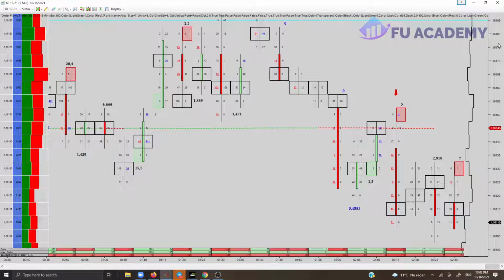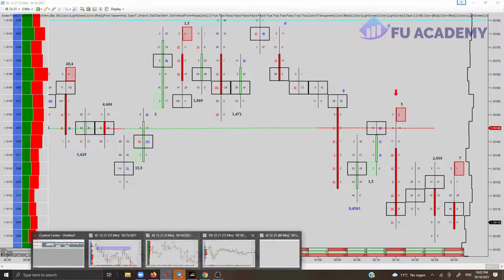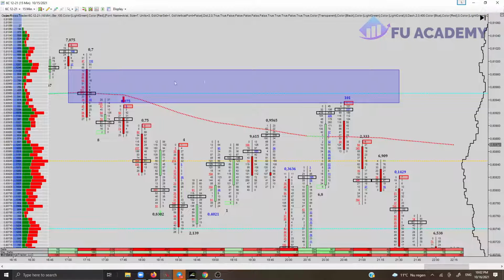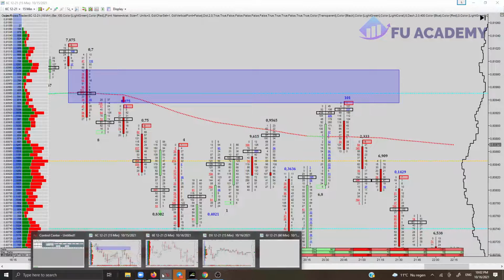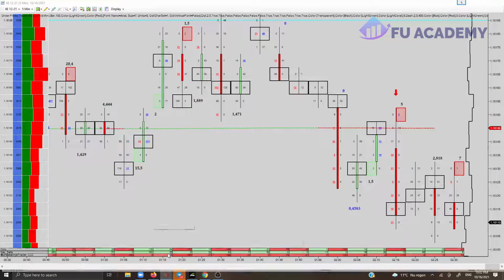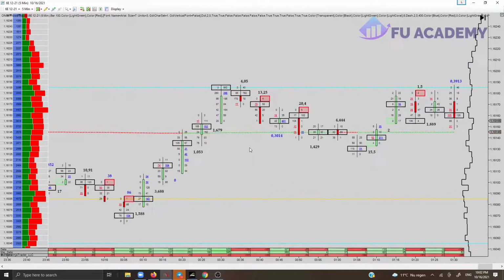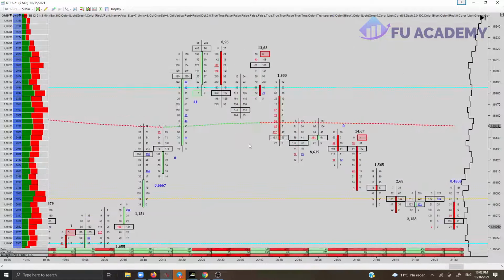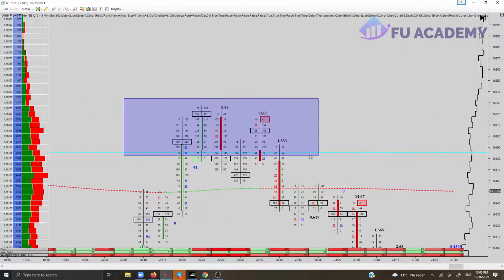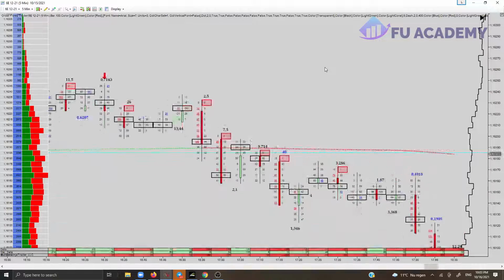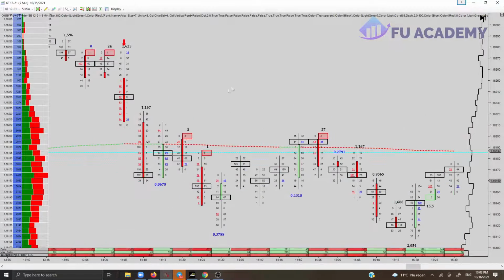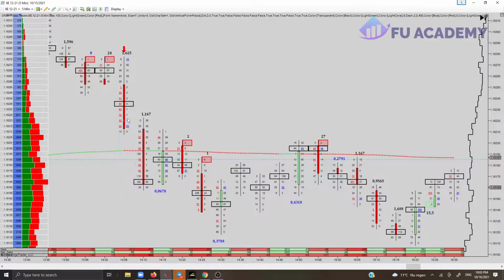So again, we are back in the 6E Euro USD chart, and that is our USD CAD. If I switch again to the Euro USD chart, that was my area here, that blue zone. If I draw it one more time for you guys, that's the area, the blue zone, which was on the same level as this zone. That was a zone in M5.